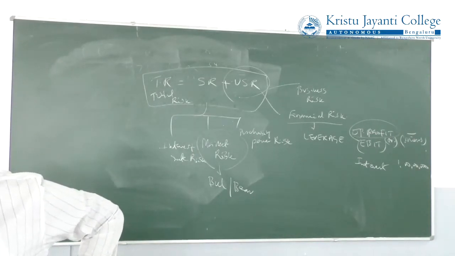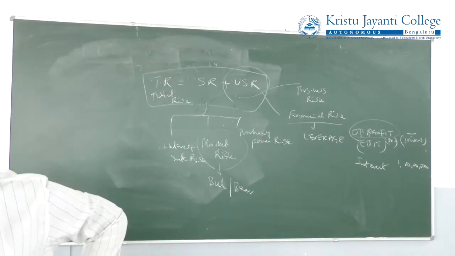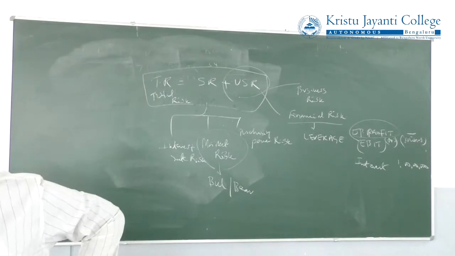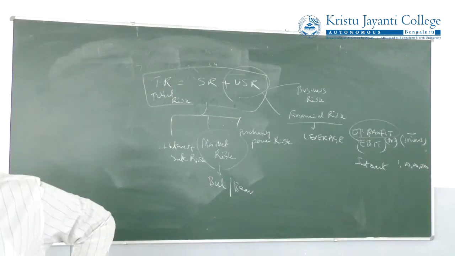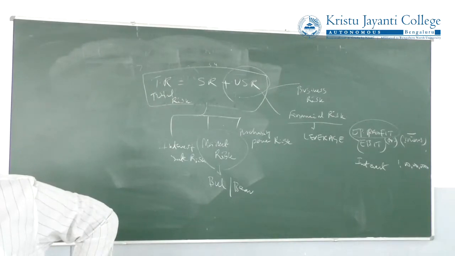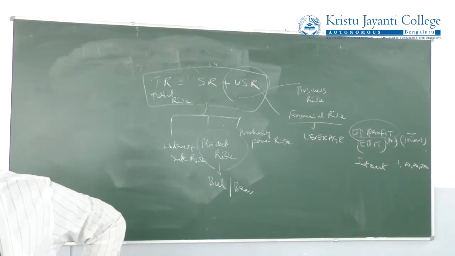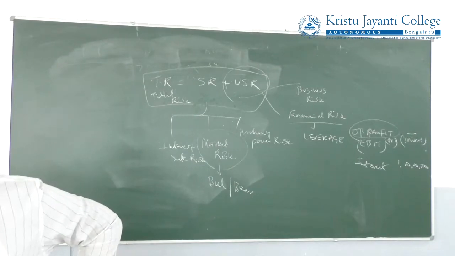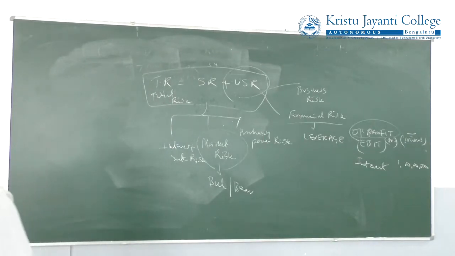Why is the standard deviation used? Because it calculates how each return is varying from the mean return. The higher the variance, the higher the risk. The lower the variance, the lower the risk. So variance is the measure used for computing total risk. The square root of variance is called standard deviation. So let us look at the example. This is the equation. Let us look at the example now.